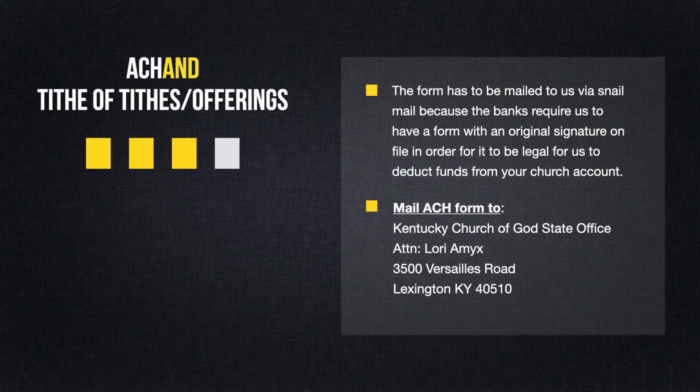As with the international office, the completed form has to be mailed to the Kentucky State Office because the banks require them to have a form with an original signature on file in order for it to be legal for them to deduct funds from your church account. The place to mail the ACH form for the Kentucky State Office is Kentucky Church of God State Office, Attention Lori Amex, 3500 Versailles Road, Lexington, Kentucky 40510.